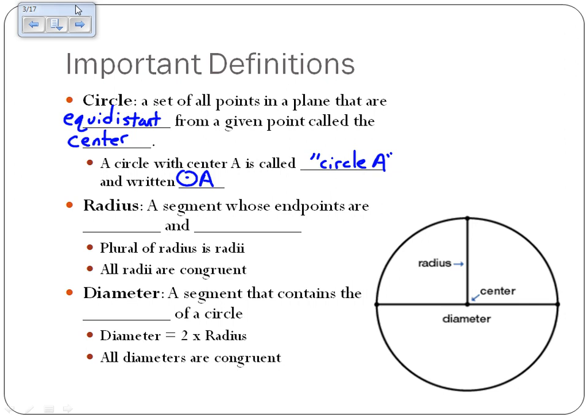I'll be done. The radius is a line segment whose endpoints are, well, one is the center, and the other is on the circle. So if you notice my radius over here in the picture, the endpoints are going to be the center, right here, and on the circle up there. It does not need to go straight up and down. You go left, right, diagonal.